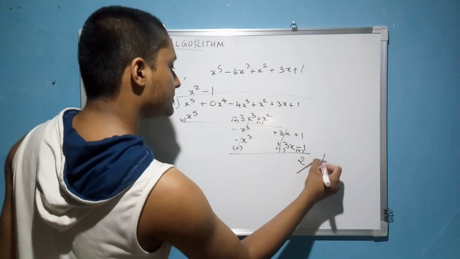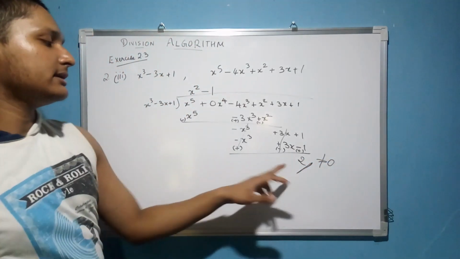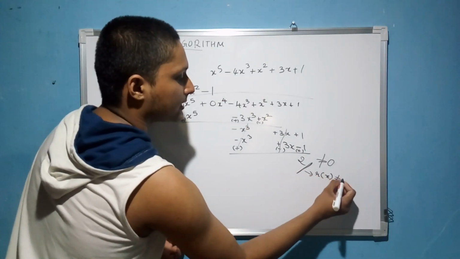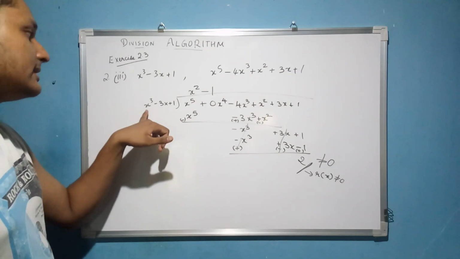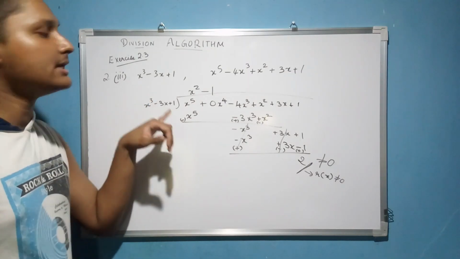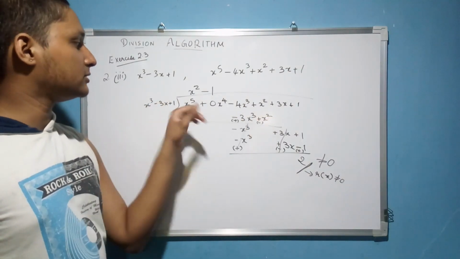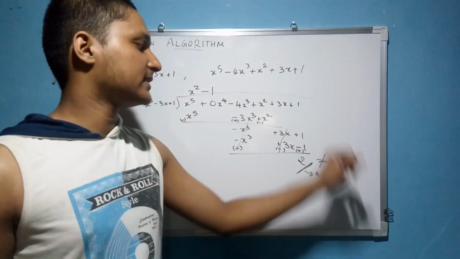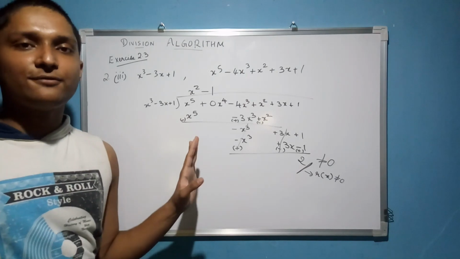This is not equal to 0. Since the remainder, that is r of x, is not equal to 0, the given polynomial, that is x cube minus 3x plus 1, is not a factor of the given bigger polynomial, that is x raised to 5 minus 4x cube plus x square plus 3x plus 1. That is what you infer from this.